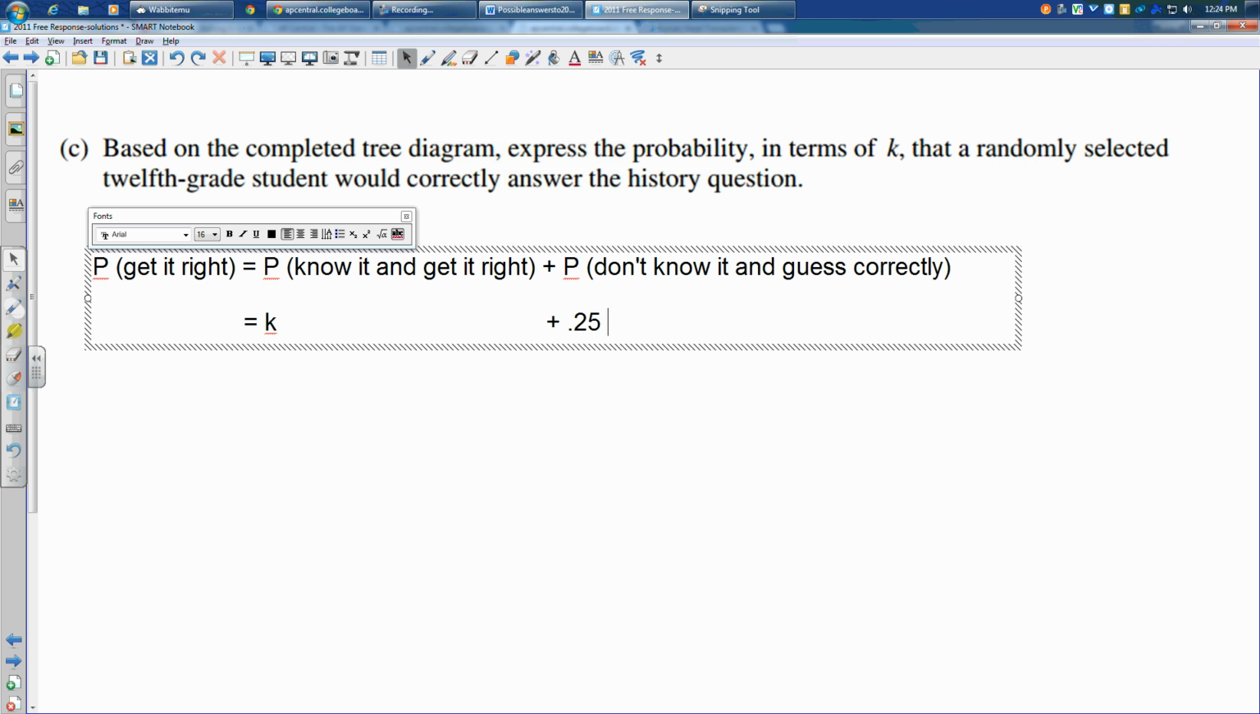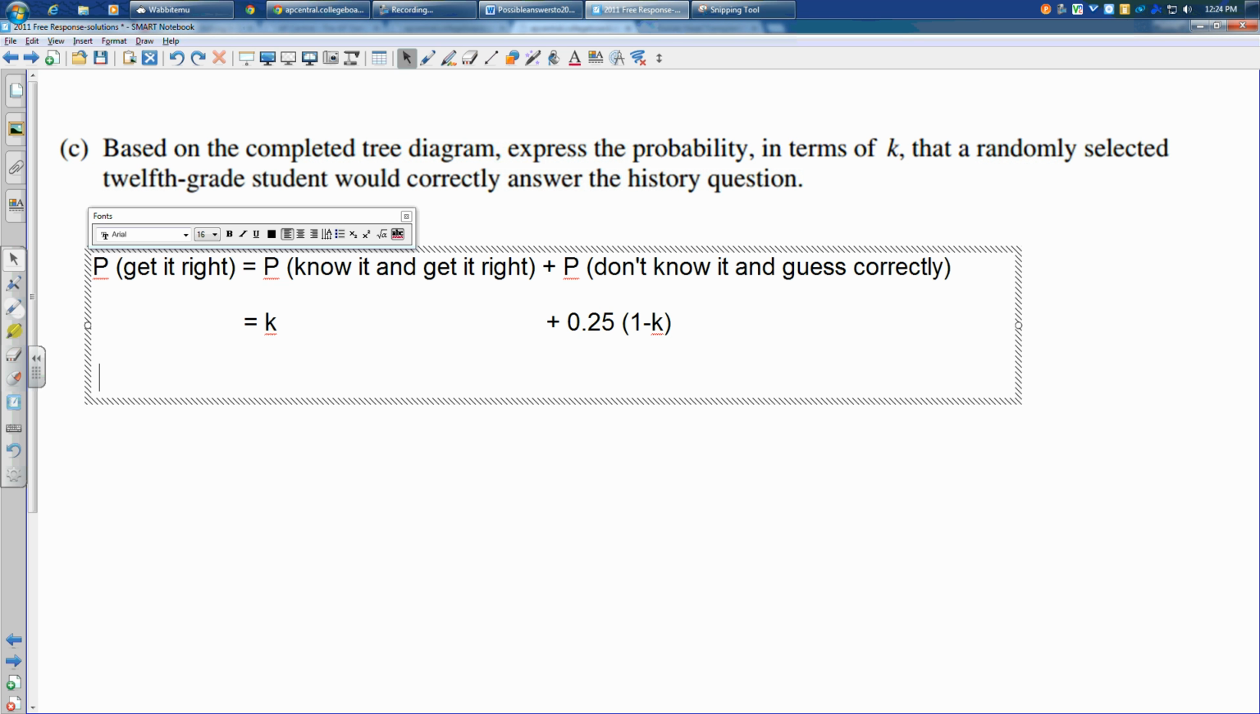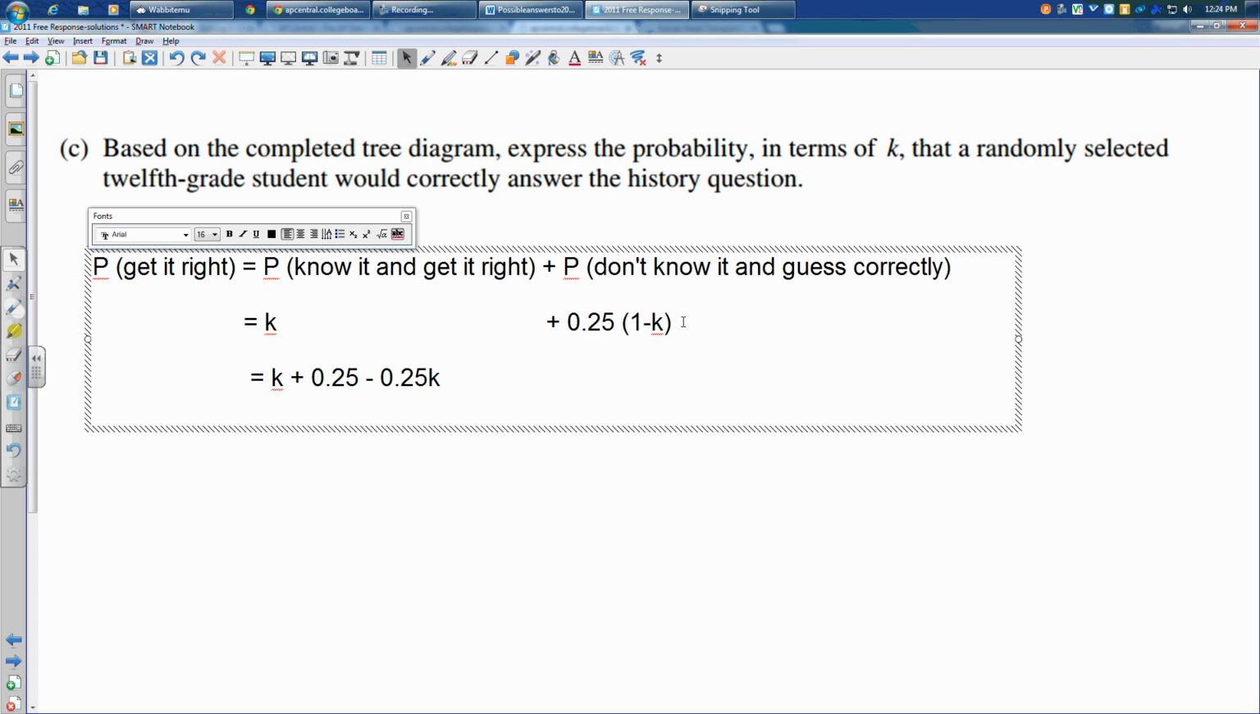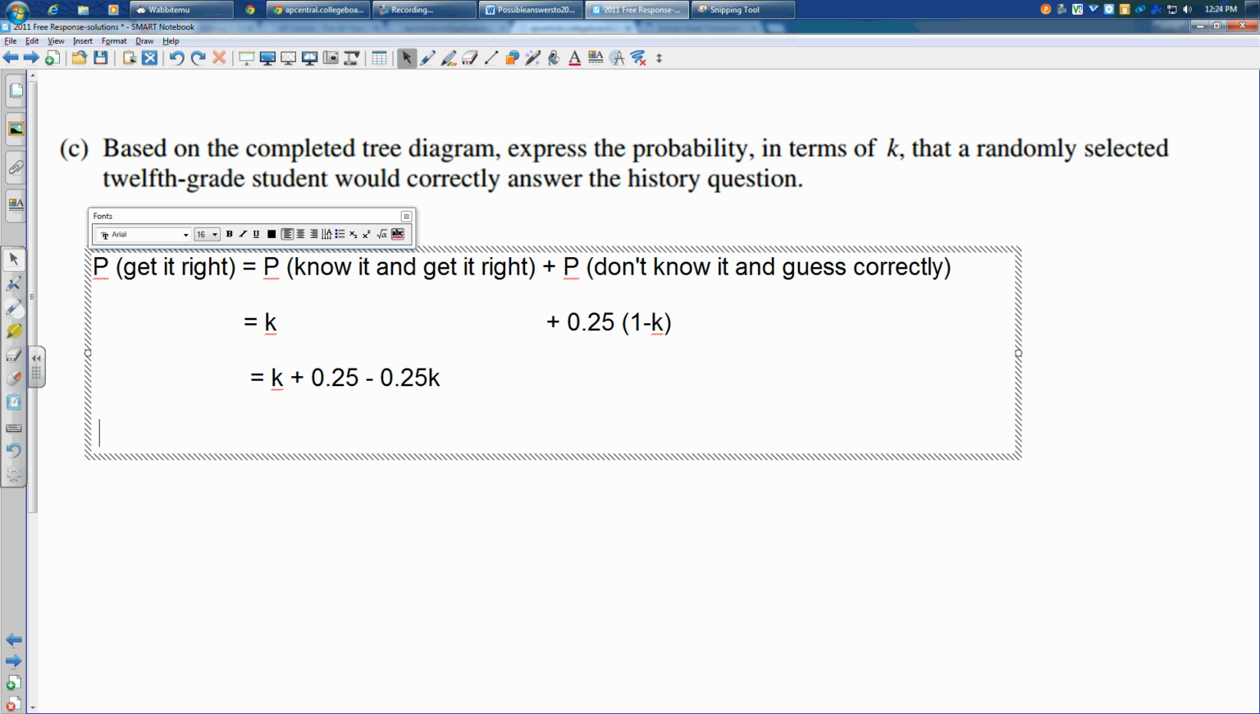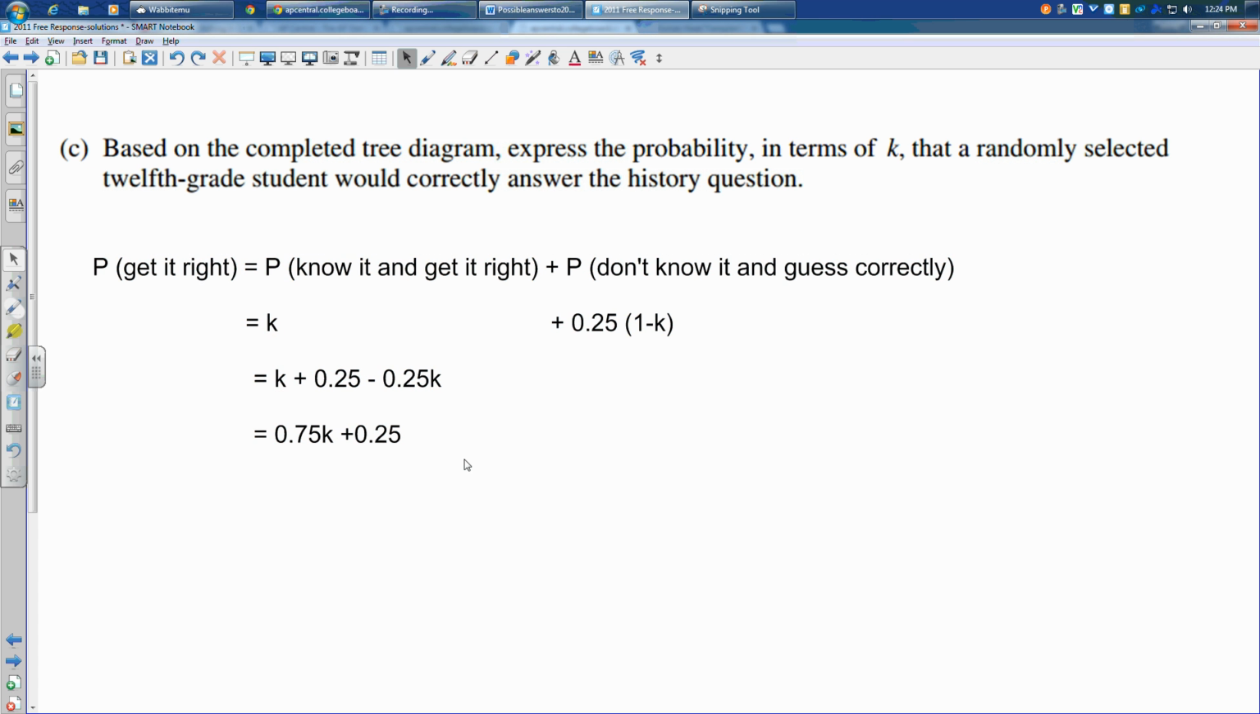So 0.25 times 1 minus k, and then it's simply a matter of distributing and combining like terms and all that business. So that's going to be k plus 0.25 minus 0.25k, which is 0.75k plus 0.25. And you could write that in a bunch of different forms, however you wanted to write it. That wouldn't matter. 0.75k plus 0.25.